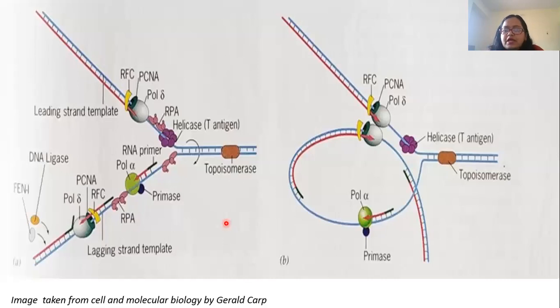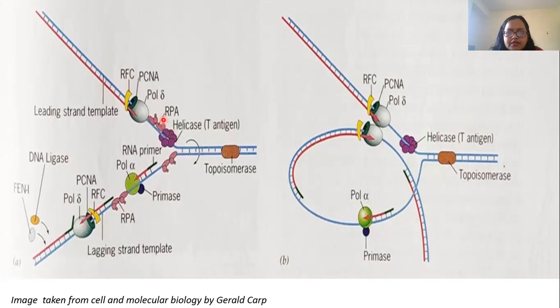Now, with the help of this figure, we can understand the replication process in eukaryotes in more detail. Here you can see the leading strand and the lagging strand, and these two strands are separated with the help of the large T antigen. Here you can see the helicase, the large T antigen in the SV40 genome. It is separating or unwinding both strands of the DNA. It is a ring-shaped structure.